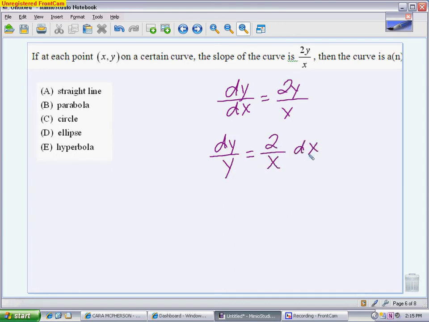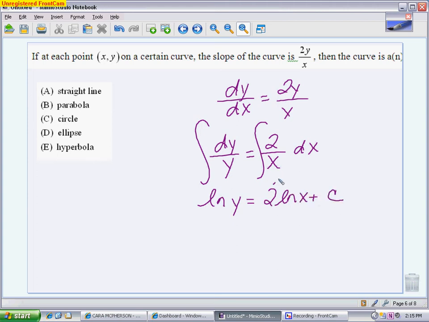The 2, you have flexibility. It could stay where it is, or you could divide by it. You could actually divide by 2y instead of just y. I think it's easier to keep it where it is. We don't have to worry about it as much with the fractions and the logarithm adjustment. When I integrate, I get the natural log of y equals 2 natural log of x plus c.